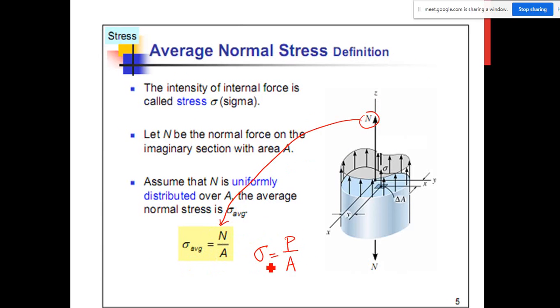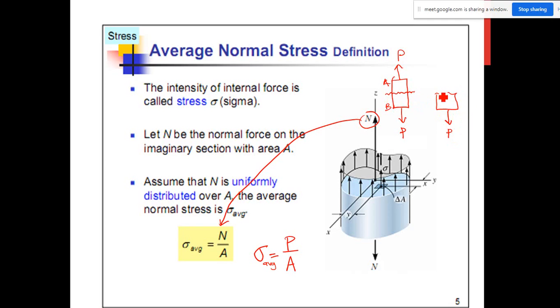This is actually the average normal stress. Why average? Because when the material is subjected to load, for example, you have structure AB subjected to load P. If we look inside the material, if we do the sectioning, we analyze something like that. So that is the P.